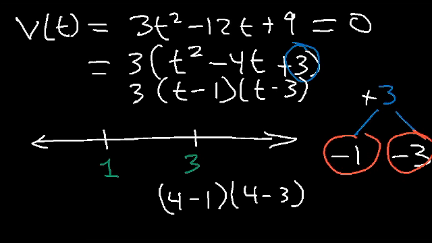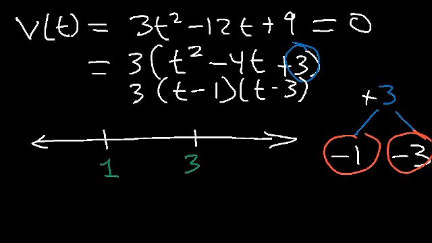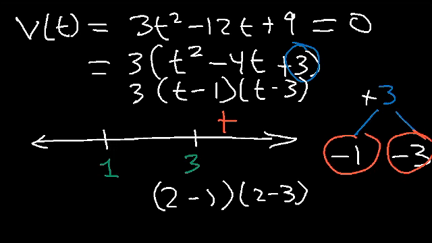Now 4 minus 1 is a positive number, and 4 minus 3 is a positive number too. A positive number times a positive number will give you a positive result. So to the right of 3, it's positive. Now what about between 1 and 3? Let's say we plug in 2. 2 minus 1 is positive, and 2 minus 3 is negative. A positive number multiplied by a negative number will give you a negative result.